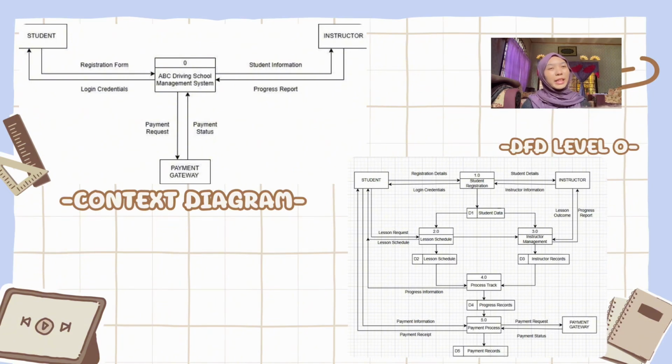Next, I will explain the DFD level 0. DFD level 0 breaks down the main system into 5 major processes. Process 1, student registration. The student submits the registration details to the system. After the registration is verified, the system generates the login credentials for the student.